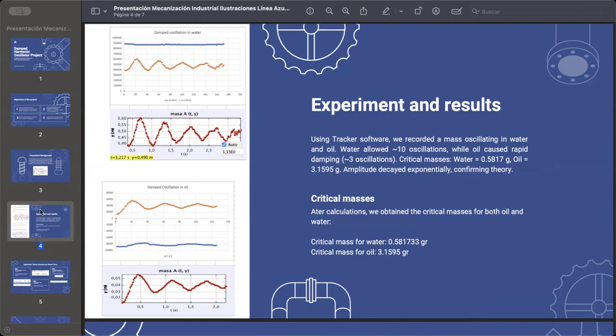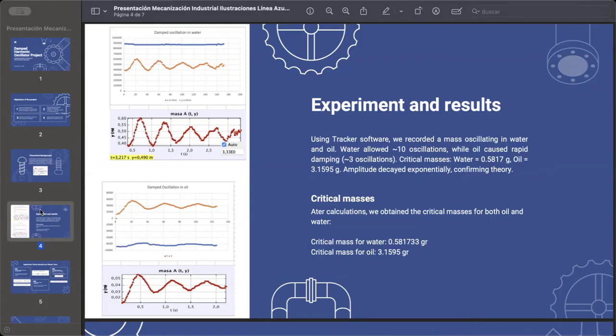The logarithmic relationship between amplitude and time yielded the damping coefficient, with oil producing a significantly steeper decay slope of about 0.42 seconds compared to water, which equals 0.1.